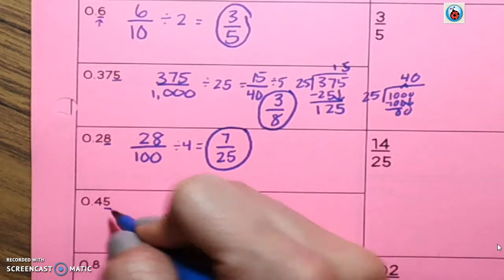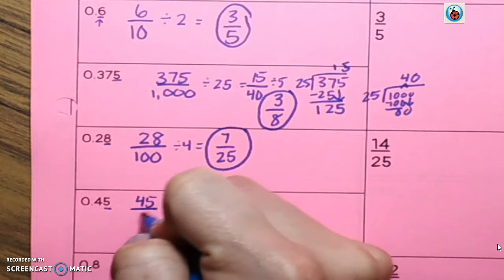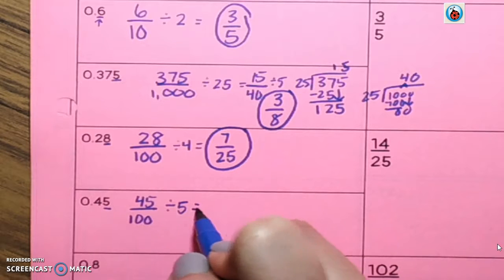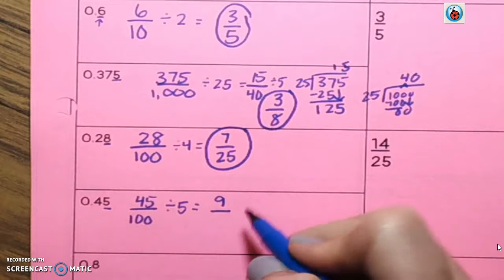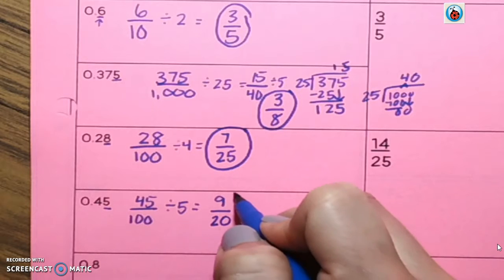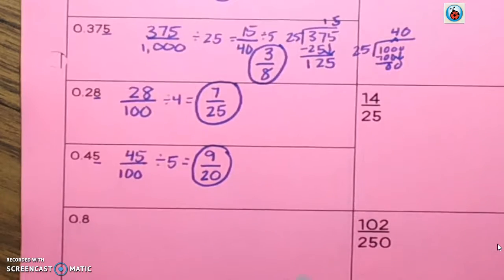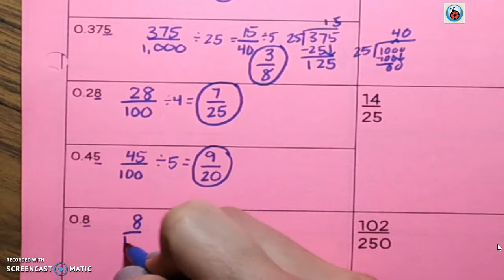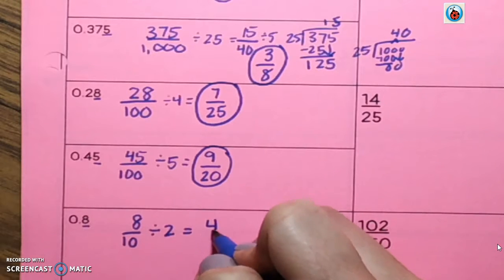Okay, on this one we have 0.45. The 5 is in the hundredths spot, so 45 hundredths. We're going to simplify by 5, because 45 divided by 5 is 9, and 100 divided by 5 is 20. If you don't know these off the top of your head, then you're going to have to come over to the side and work them out. This 8 right here is in the tenths spot, so 8 over 10. We then have to simplify by 2, and we'll get 4/5.